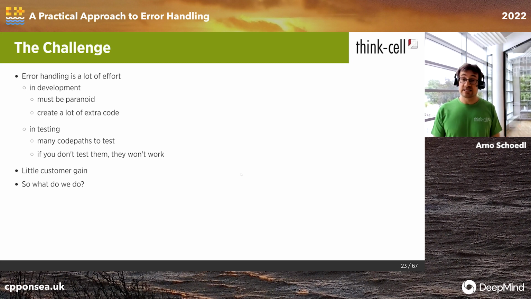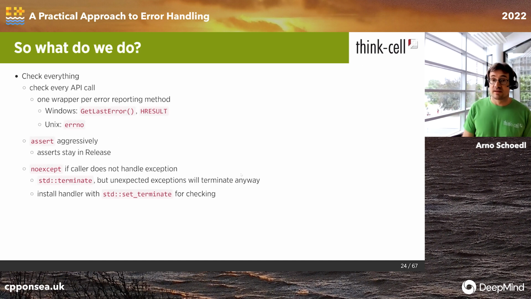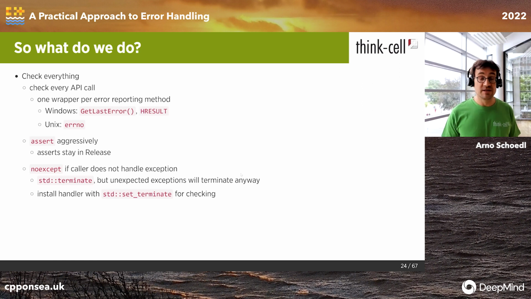Okay, so here is what we do at ThinkCell. First of all, whenever we do a call that could fail, we check everything. We check every API call, and we have wrappers for every kind of API call we make from Windows. There are some functions that report errors by setting a GetLastError thread variable. There are some functions which return an HRESULT. On Unix, you have errno, also a thread variable. So you're wrapping all these calls to check whether they succeeded, and if they didn't, how they failed, what kind of error they actually returned.